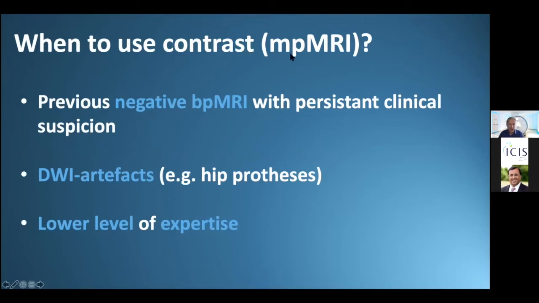When is multi-parametric MRI actually mandatory? When there is a previous negative bpMRI with persisting clinical suspicion, you really want to detect the aggressive tumor because it's likely to be there. When there is poor image quality, for example, diffusion weighted artifacts from a hip prosthesis or air in the rectum. And of course when there is a low level of expertise, when you're not that good yet in prostate MRI, please consider using contrast.